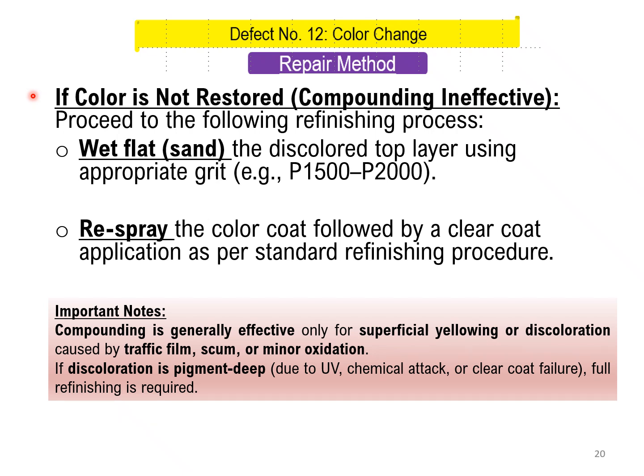Wet flat sand the discolored top layer using appropriate grit, that is, P1500 to 2000. Thereafter, respray the color coat followed by a clear coat application as per standard refinishing procedure.